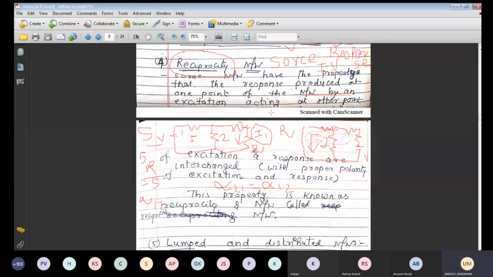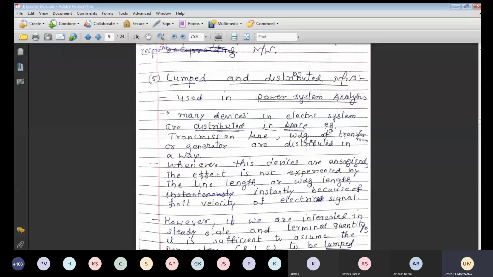This is regarding the reciprocity theorem. Now I have one more circuit network concept, known as lumped network and distributed network.